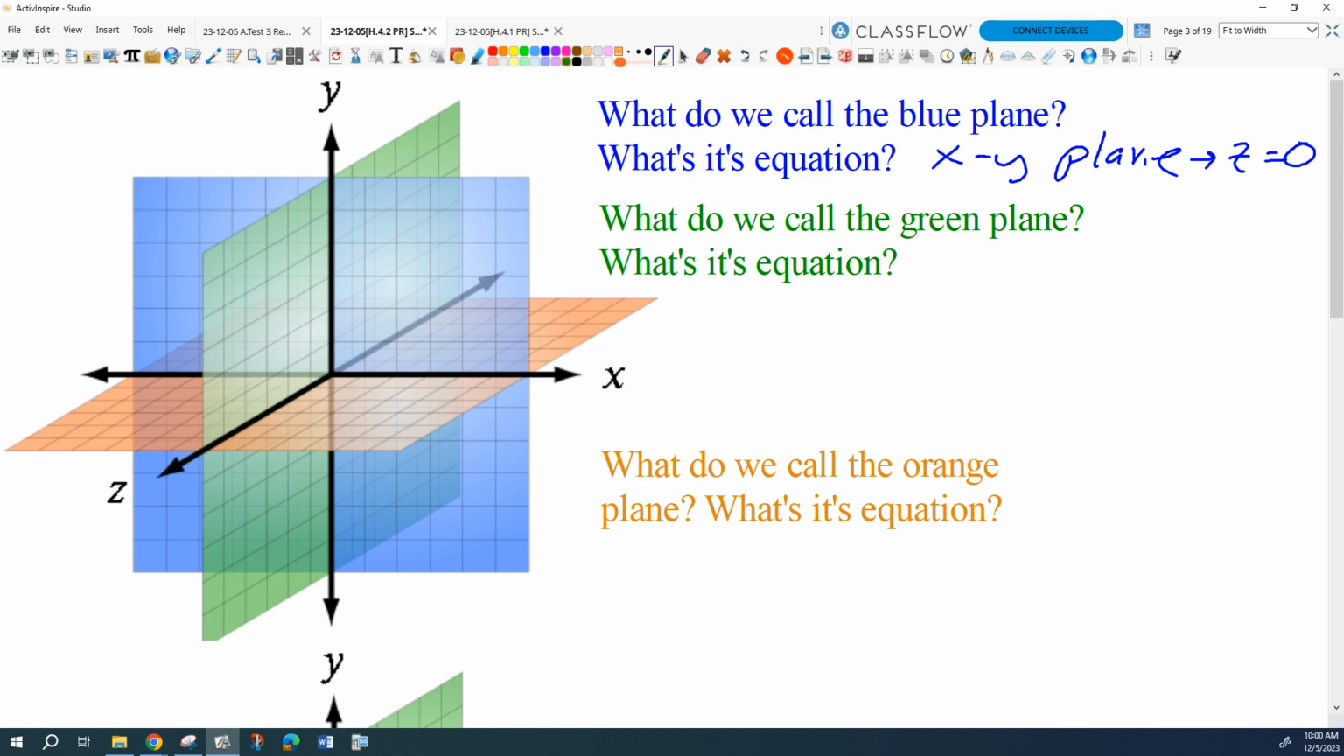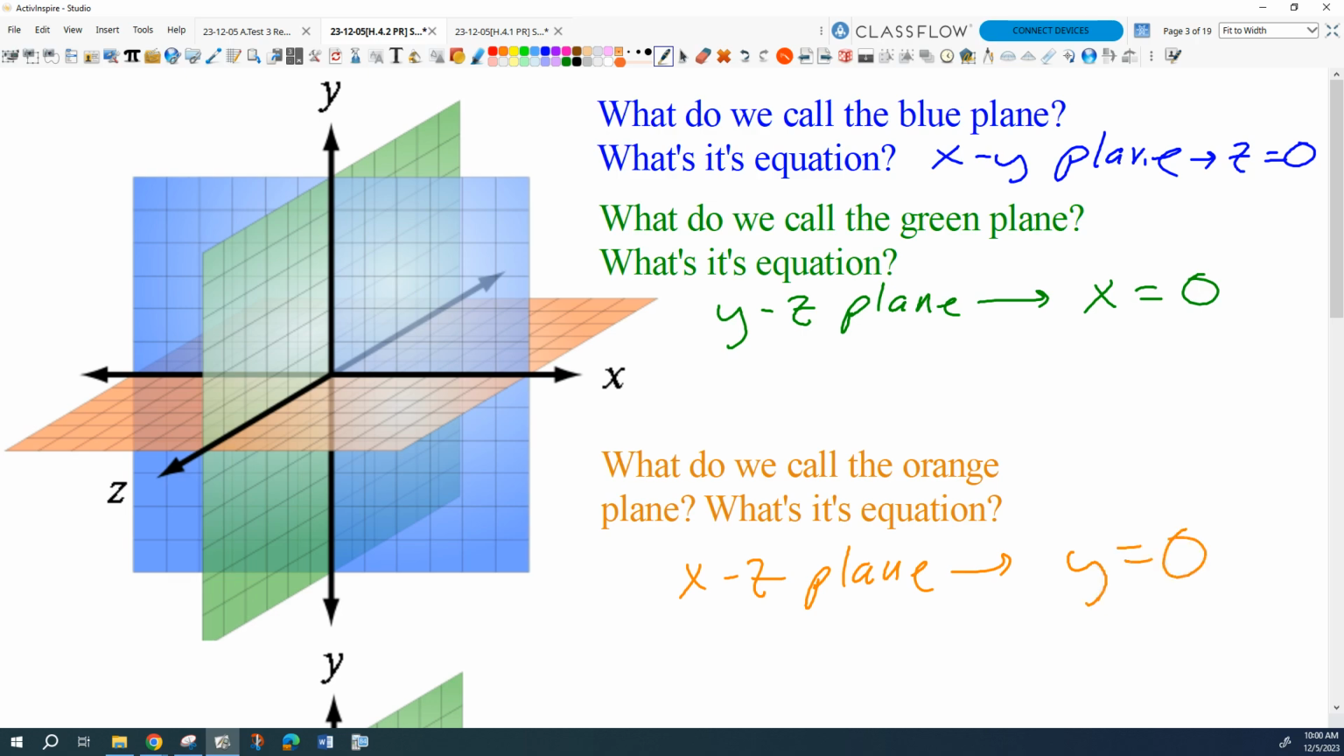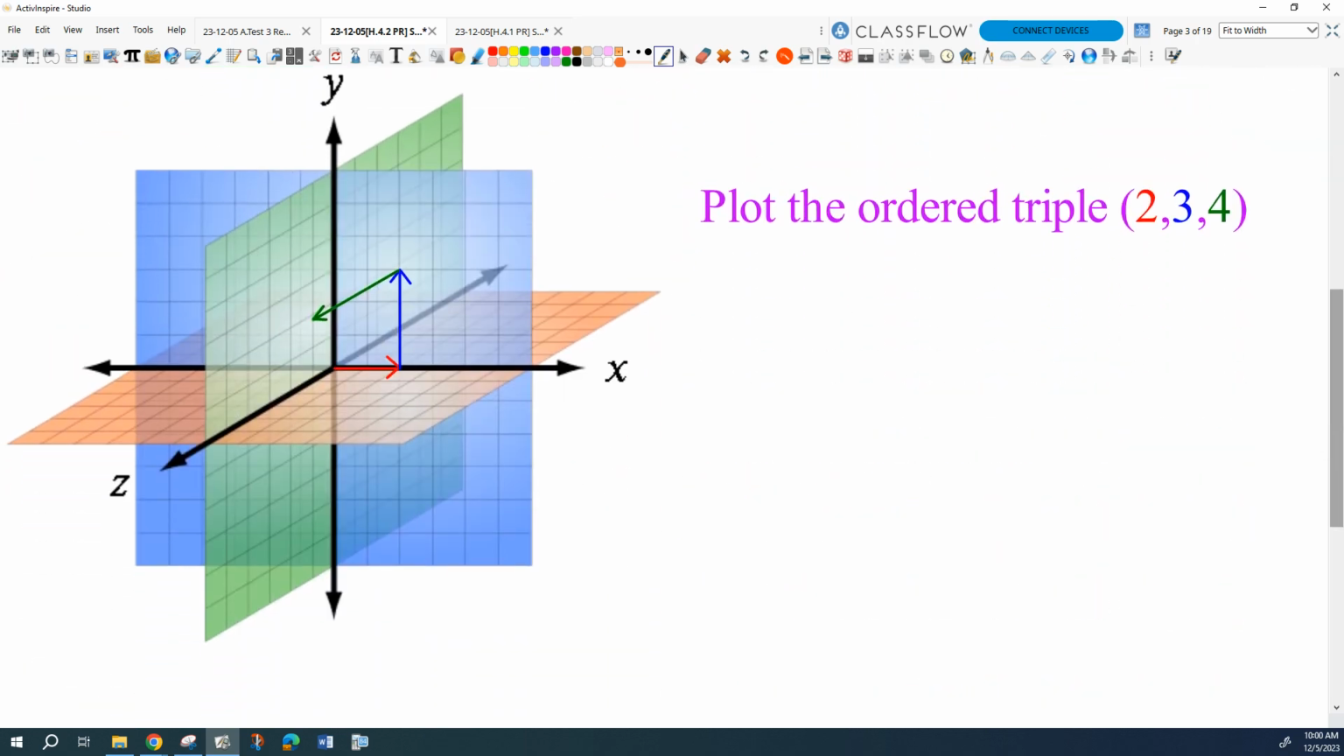What's the green plane called? The YZ plane, yeah. What's its equation? X equals 0. And the orange plane? The XZ plane. And its equation? Y equals 0.